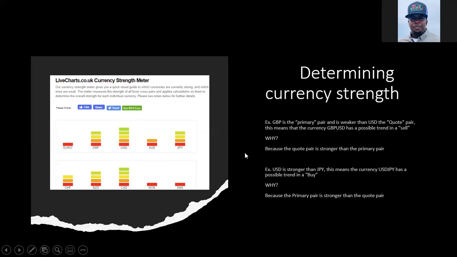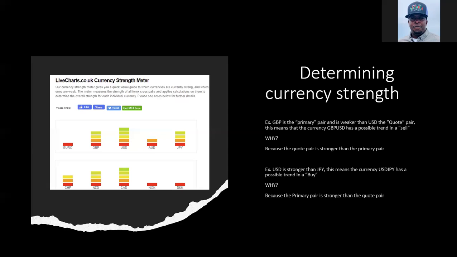So how do we read this? For example, GBP, the pound, GBP is the primary pair, and it is weaker than the USD. It is weaker than the dollar, the quote pair. This means that the currency pair GBPUSD has a possible trend in a sell. Why? Because the quote pair is stronger than the primary pair.